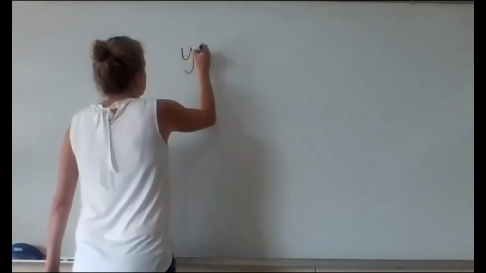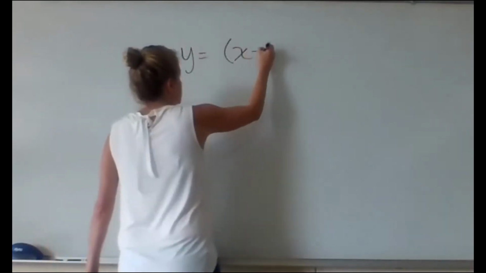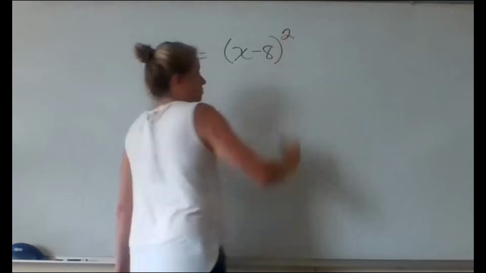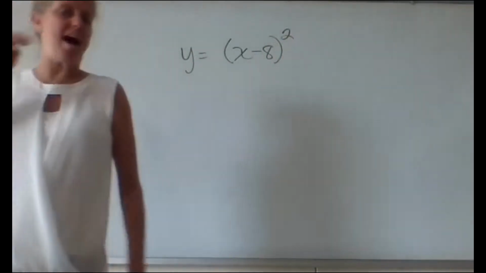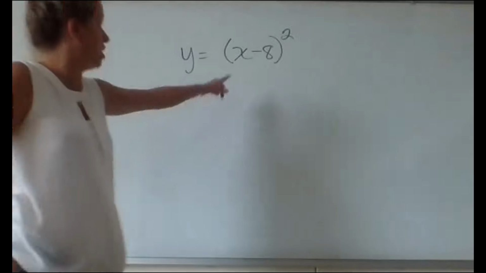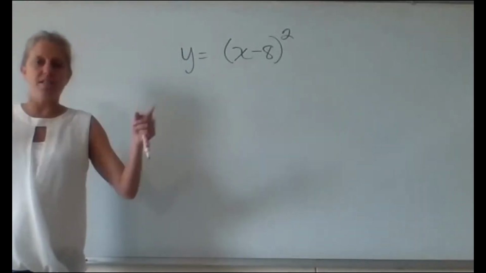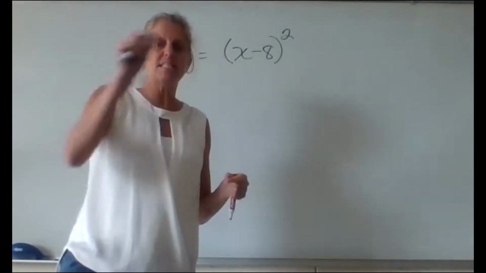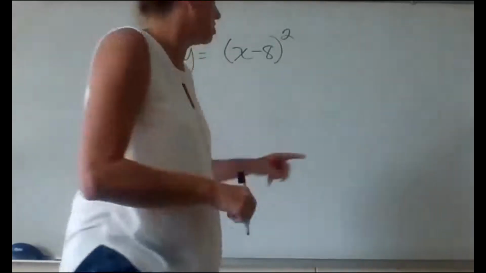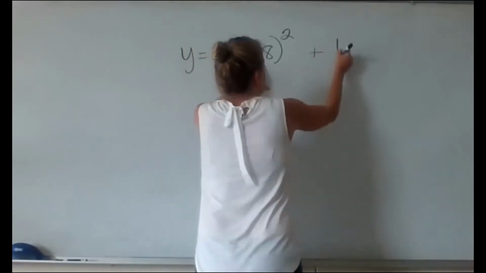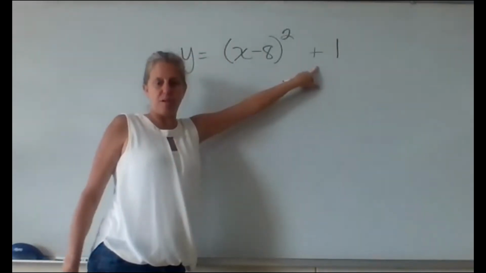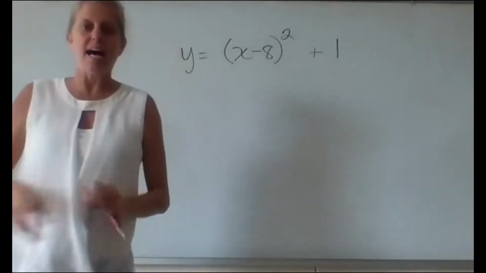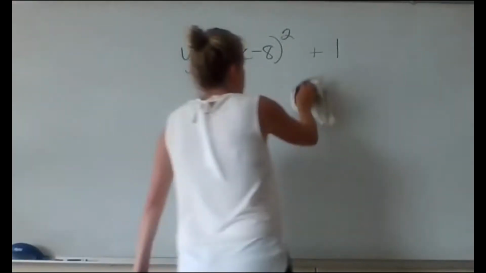You have y equals (x minus 8) squared. And the x minus 8 is in parentheses. That's what I mean by an inside number. Numbers that are inside parentheses or inside absolute value bars or inside a square root. An outside number would be out here, something that would be outside of the parentheses.